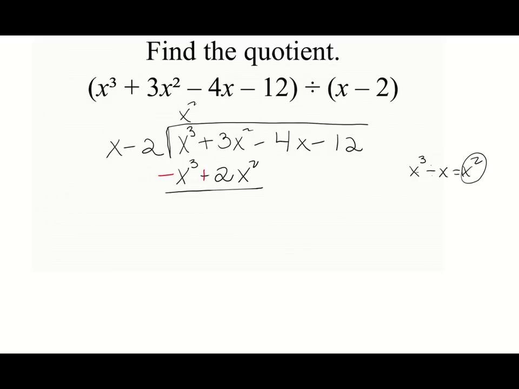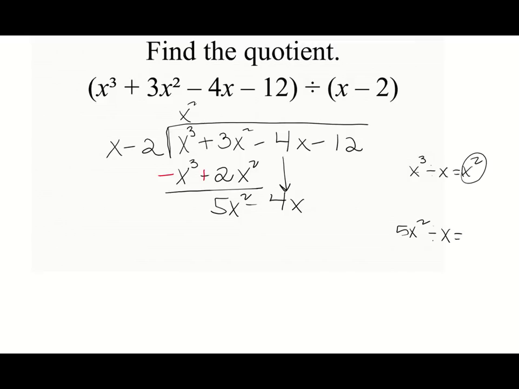X cubed minus x cubed is 0, goes away. Then we have 3x squared plus 2x squared. So we're left with 5x squared. Well, we have one term here and we have two terms in our divisor, so we need to bring down our next term, minus 4x. Now we're going to look at our first term, and our first term here now is not x cubed, but it's 5x squared. So now I want to think, okay, 5x squared divided by x.